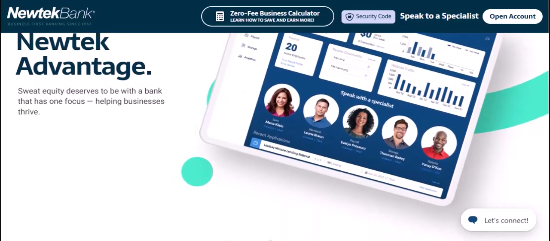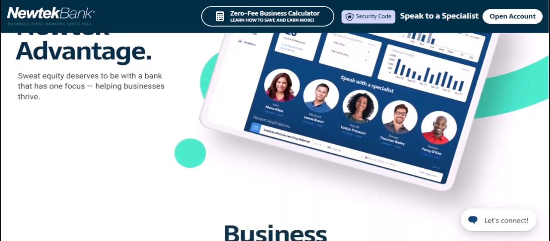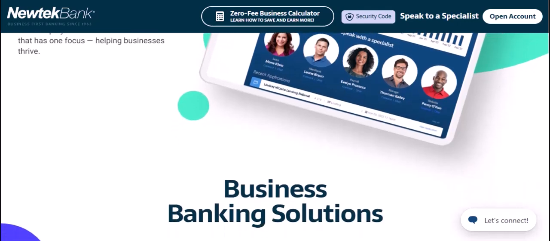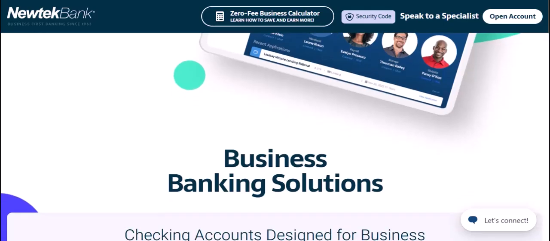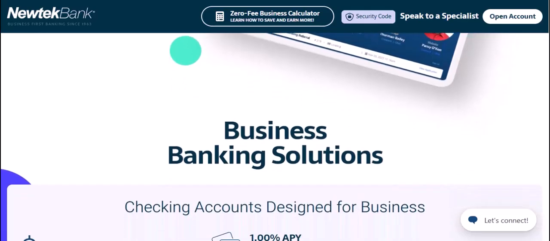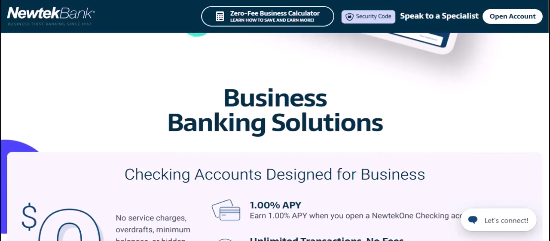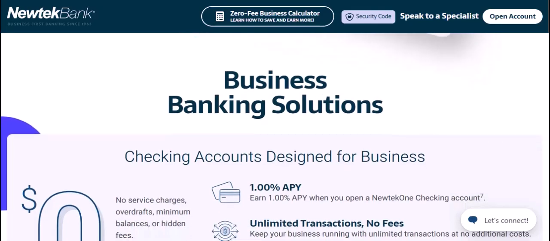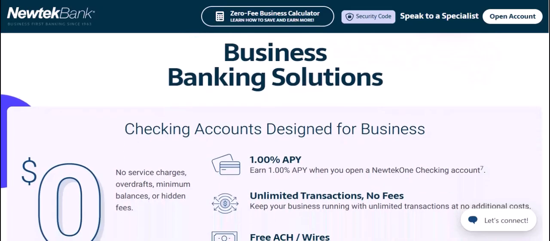For instance, if you're a small business owner using a Newtek business checking account, your daily or per transaction transfer limits might be set at a certain amount to manage your operational expenses and payments. These limits are often in place to protect your business funds from unauthorized access or large, suspicious transactions.